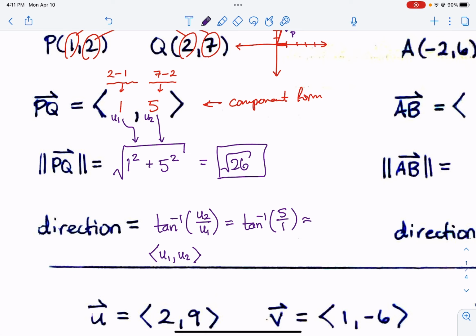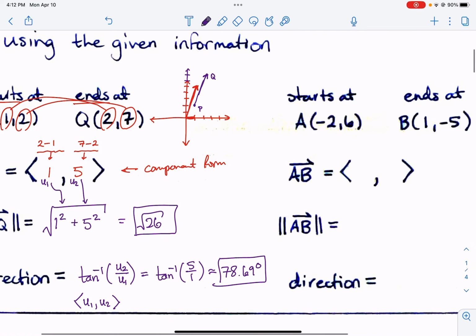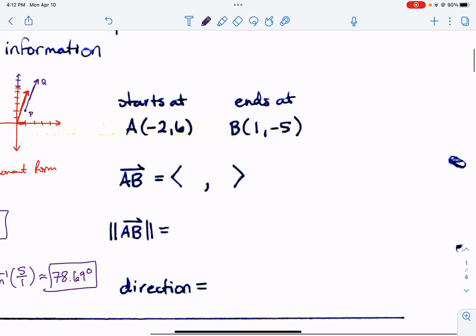which calculates out to, let's see, around 78.69 degrees. Make sure for this chapter that your calculator is in degree mode. We don't really care about radian mode as much in this chapter. All right, let's look at this other one as well.